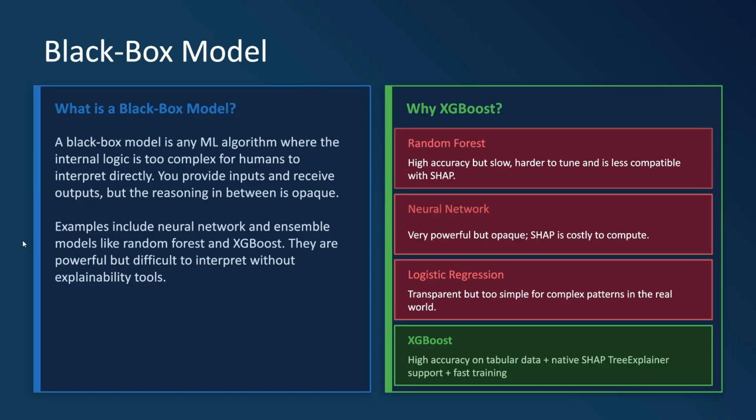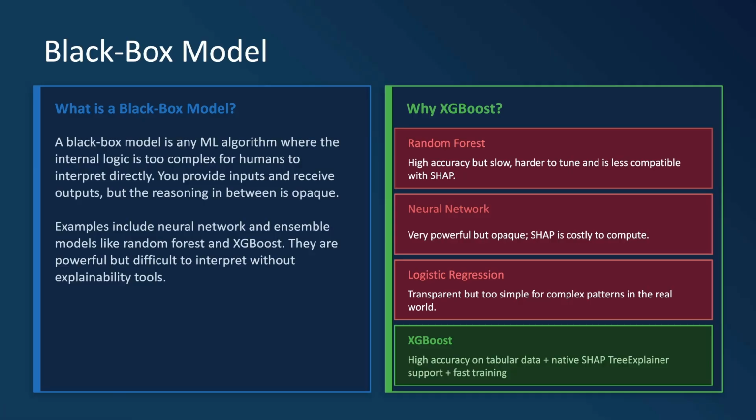So more on what a black box model is. A black box model is any machine learning algorithm where the internal logic is too complex for humans to interpret directly. We provide inputs and receive outputs, but the reasoning in between is opaque. Examples include neural networks and ensemble models like random forest and XGBoost. They're powerful but difficult to interpret without explainability tools.